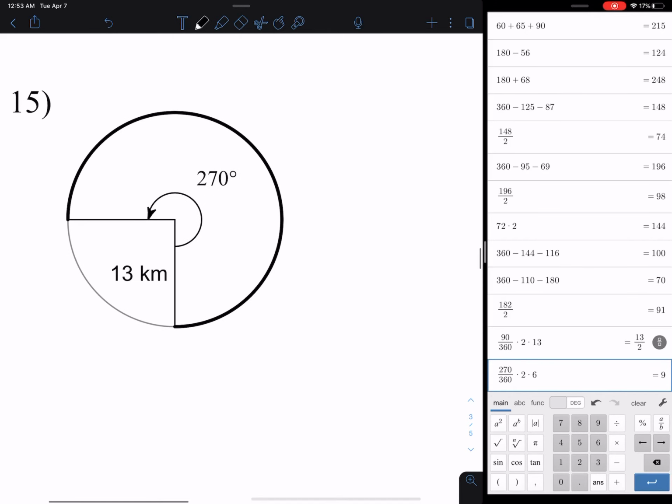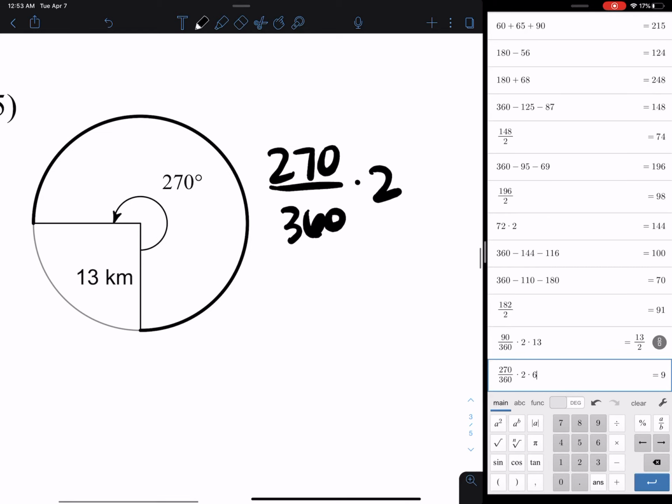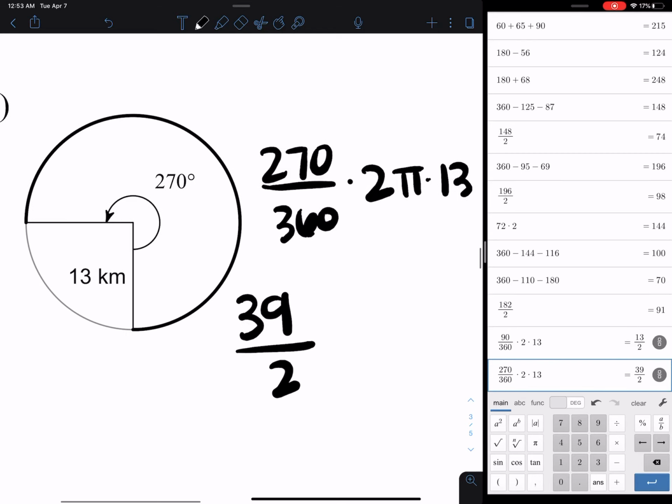The next one is also 270, so we do 270 over 360 times 2 pi times 13. So I'm just going to go back to the calculator and type in 13 instead of 6. This tells us that it's 19.5 or 39 halves. But remember, that's where the pi comes in because we didn't type it into the calculator because we just want pi as its irrational self here. We don't want a decimal approximation. This is the most exact form. And then the units here are kilometers.